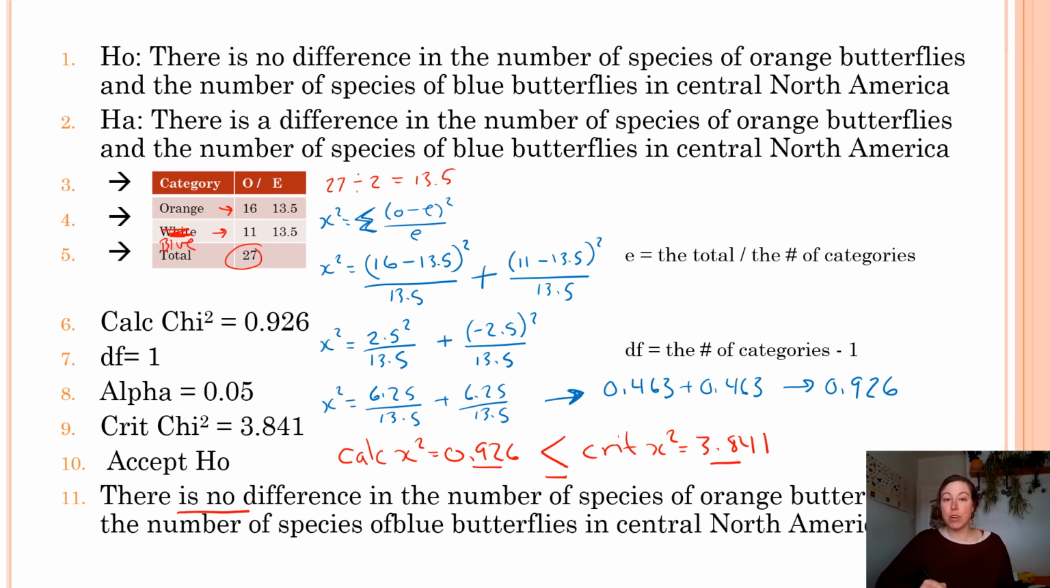Hopefully, after a few examples, you're starting to get the hang of this. Go and try 2-dimensional chi-squared now.